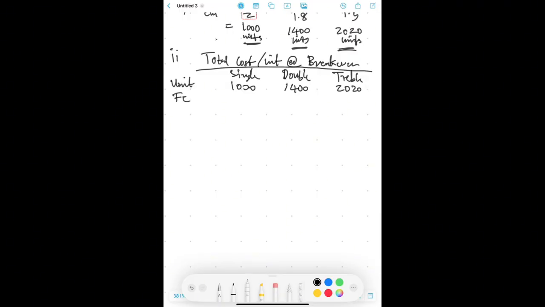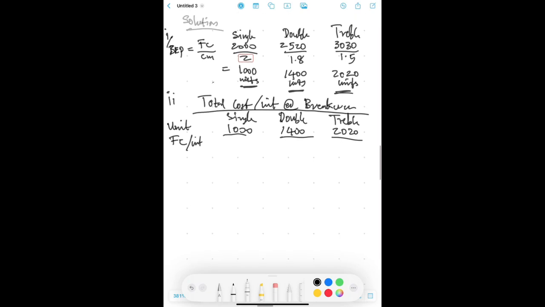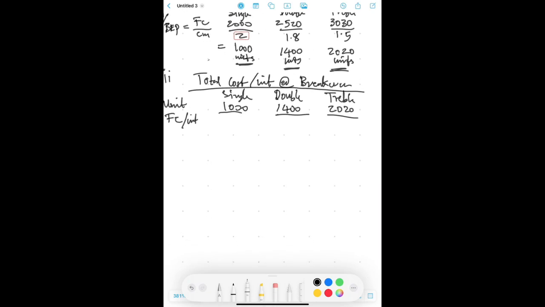At break-even, fixed cost per unit will be, remember, this one will be 1,000 units. The fixed cost is from the question. If you check the question, fixed cost for single is 2,000. So it will be 2,000 divided by the number of units, 1,000, which will give us our fixed cost per unit. That should give us 2.